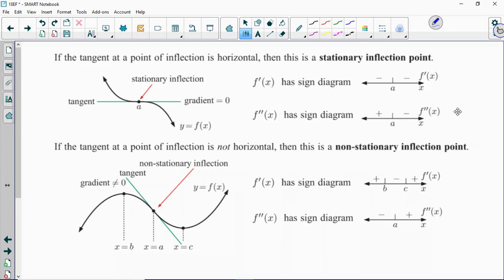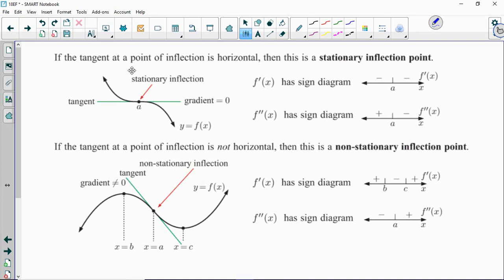So it all comes back to sign diagrams. Now we're going to have the sign diagram of our second derivative, and we're going to see that it's going to change sign at a particular point. That's our point of inflection. But then we can compare that to the sign diagram of the first derivative to figure out what's going on.